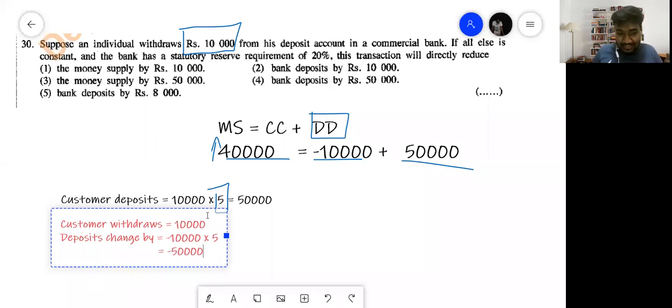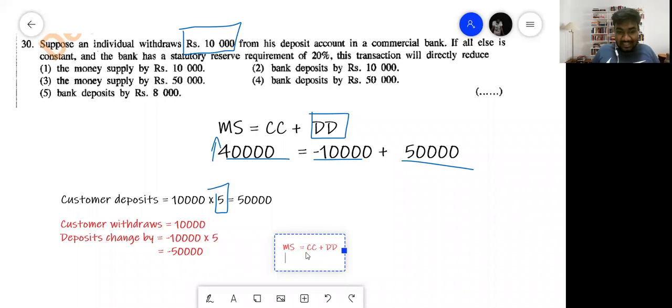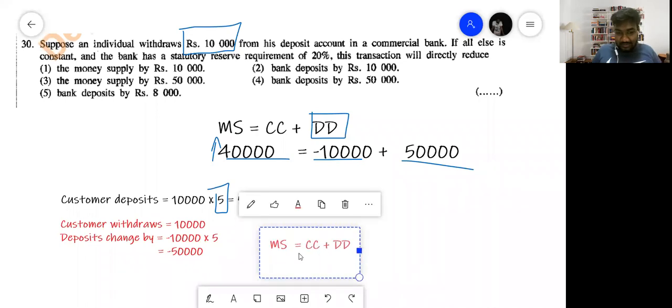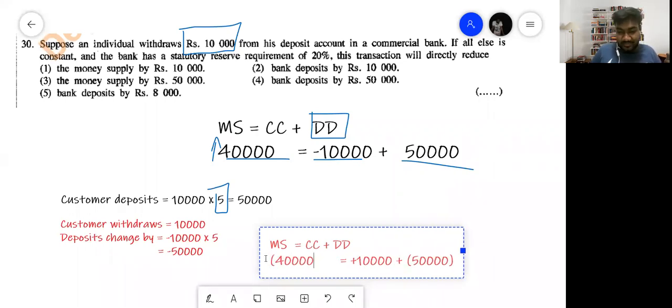I'm hoping you all know your credit creation. If you put it into the same equation, money supply equals currency held by public plus demand deposits. So in this case, the currency held by public is increasing. He is withdrawing 10,000, which means now he has 10,000 with him in cash. So the CC is increasing by 10,000 and the demand deposits are falling by 50,000. As a result, money supply is falling by 40,000. That's how it works when a customer withdraws. I'm hoping that's fine.